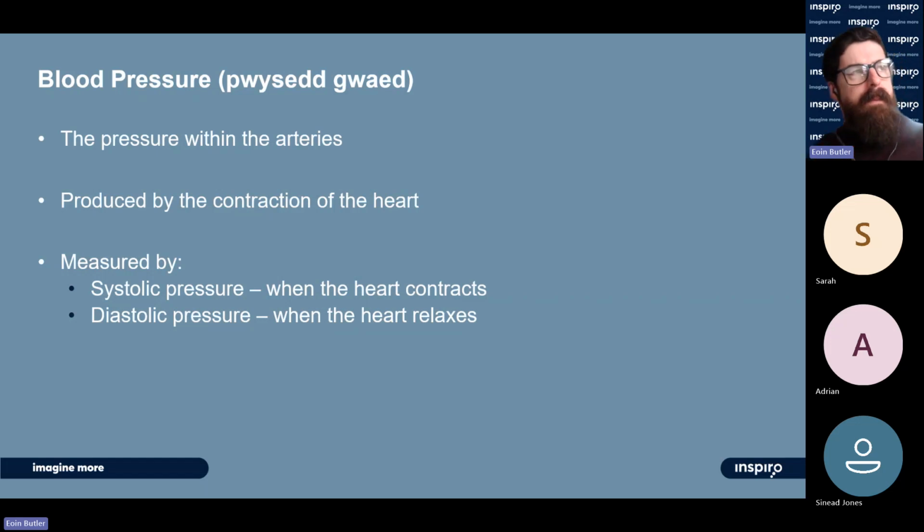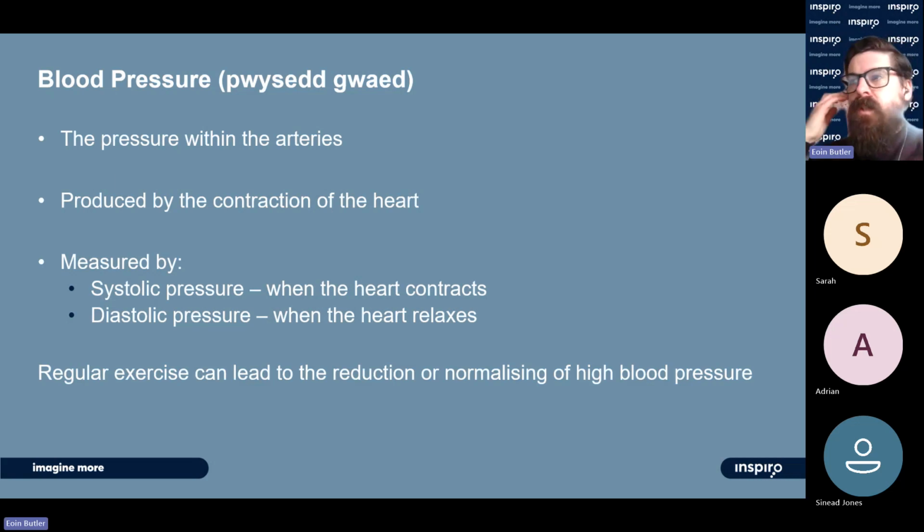So if you think about if you've ever had a blood pressure reading done, hopefully you normally get a reading of 120/80. So 120 is our systolic reading when the heart contracts, and 80 would be our diastolic reading when the heart relaxes. So regular exercise can lead to the reduction or normalizing of high blood pressure. So if we do have a client who has got high blood pressure, by doing regular exercise and also looking at nutrition and diet, can lead to the normalizing or reducing that high blood pressure reading.